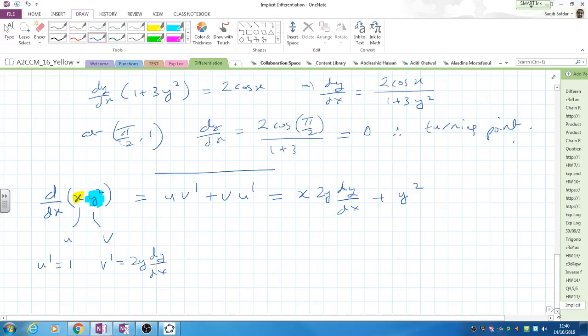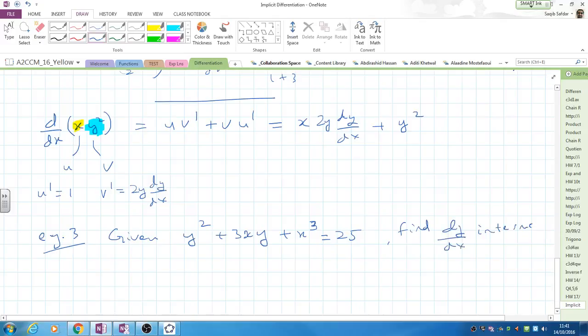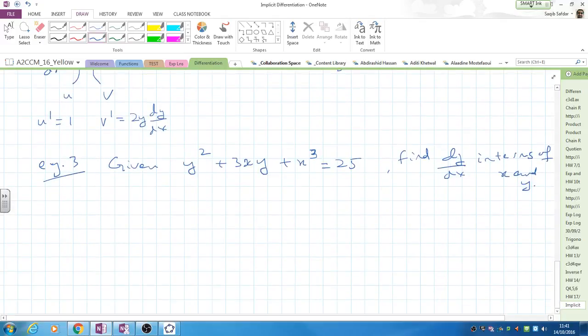All right, let's now apply that to a more concrete example. Are we on example 3? Okay, so given y squared plus 3xy plus x cubed equals 25, the question is, find dy over dx in terms of x and y. I'll give you a minute to have a little go, and then we'll go over it.